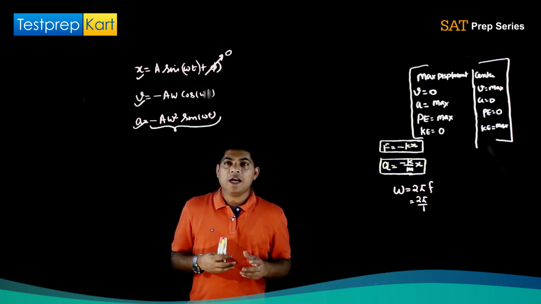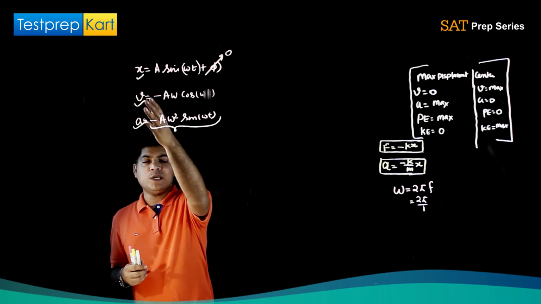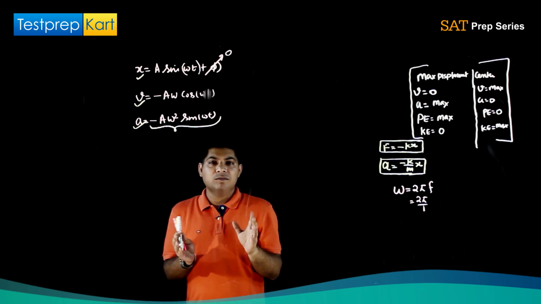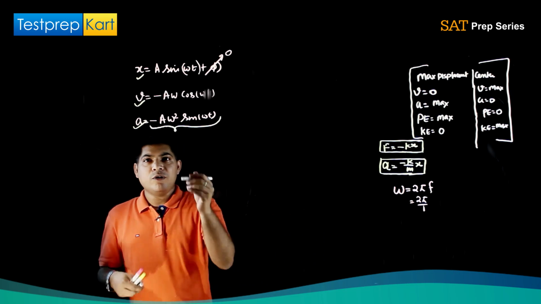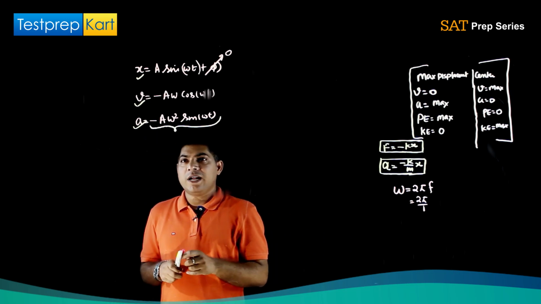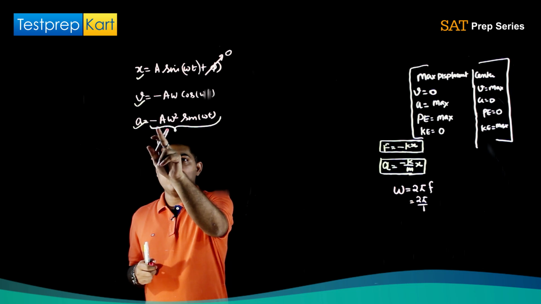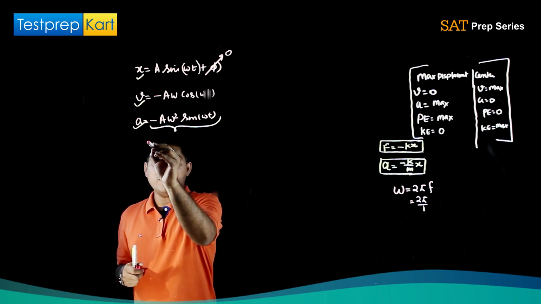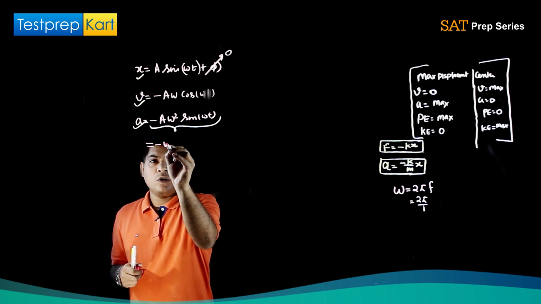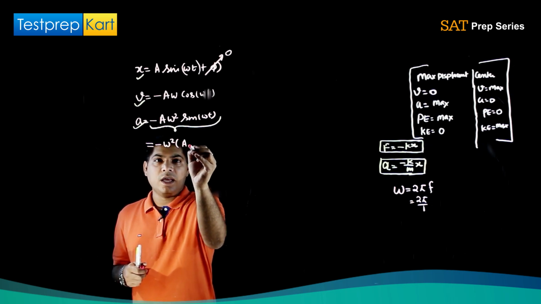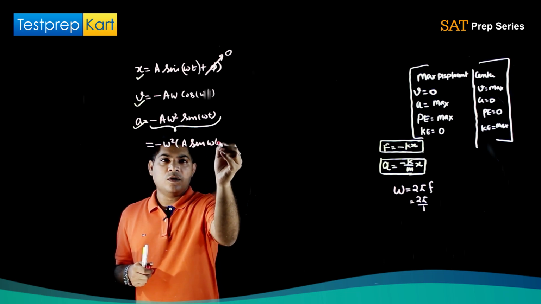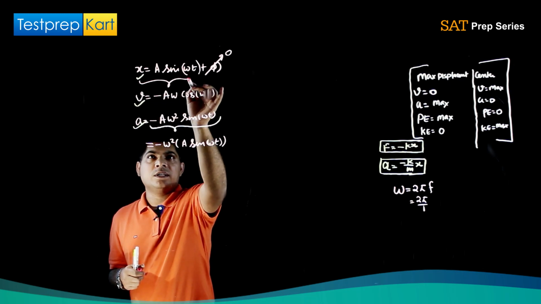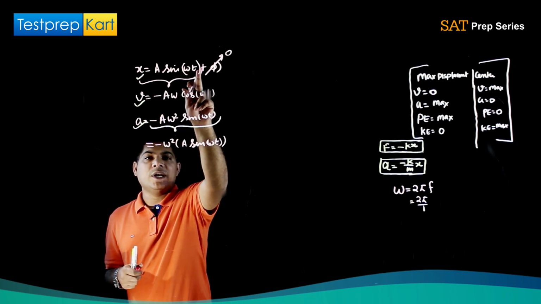Okay, so let's return to these basic equations we derived for simple harmonic motion to find out some more interesting information. Now look at this equation. The equation for acceleration is a equals minus A omega square sine omega t. So we can rewrite this as minus omega square times A sine omega t. Now let's look at the first equation, x equals A sine omega t.